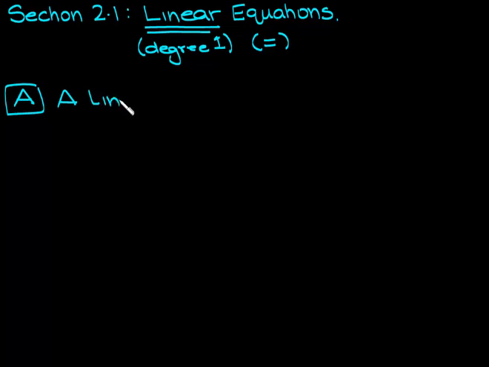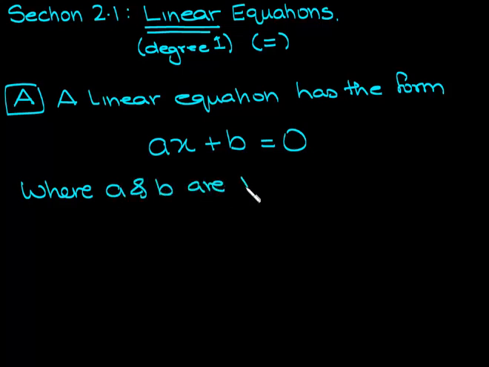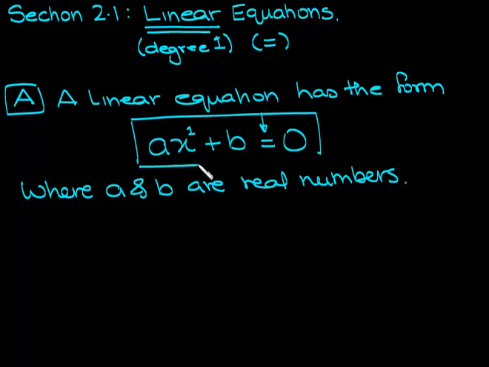A linear equation has the form a times x plus b is equal to 0, where a and b are real numbers. So this is a linear equation in x because the degree of x is 1. It's linear. It's an equation because we have an equality in it. So this is a generic form of a linear equation.